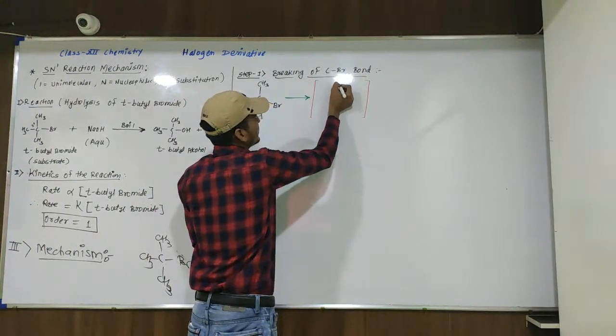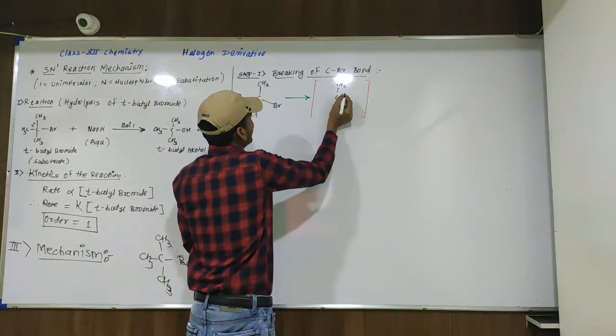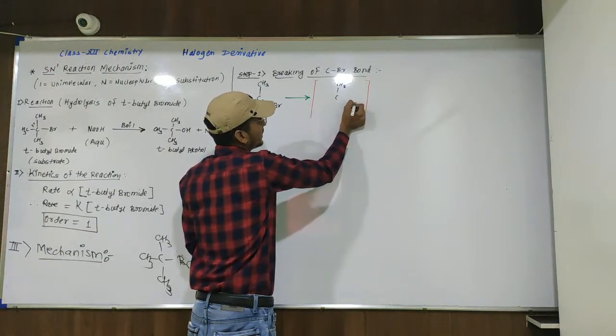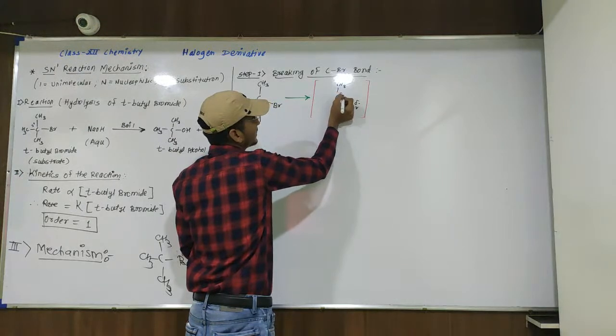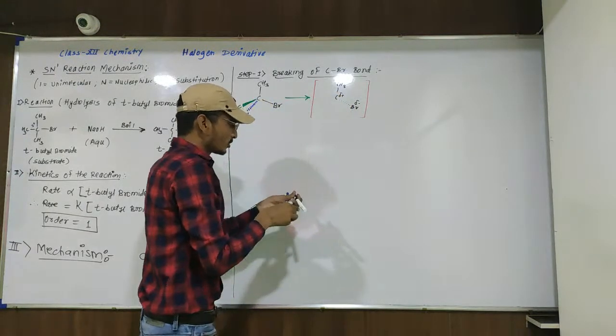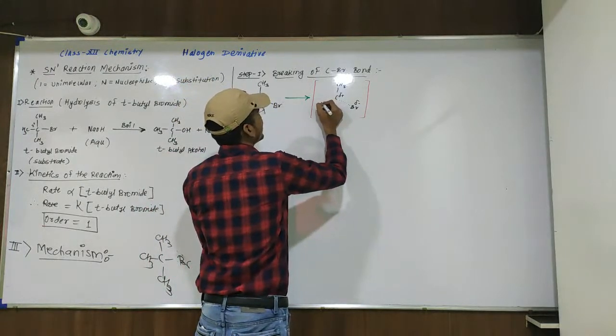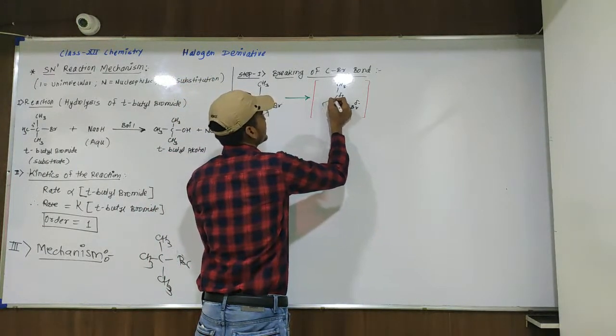So what about the CH3 here? Here CH3, but this C-Br bond is broken due to the polarity. So Br has delta minus and carbon has delta plus, and also the electron density on carbon increases due to the bulkiness, due to the three CH3 groups.